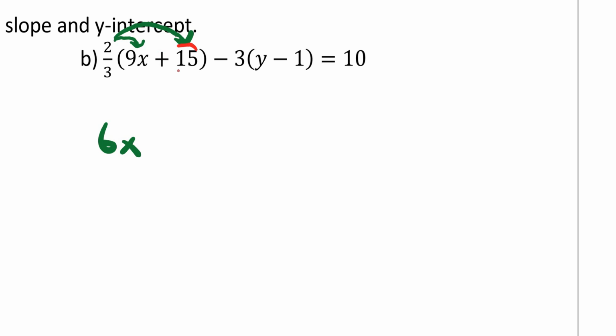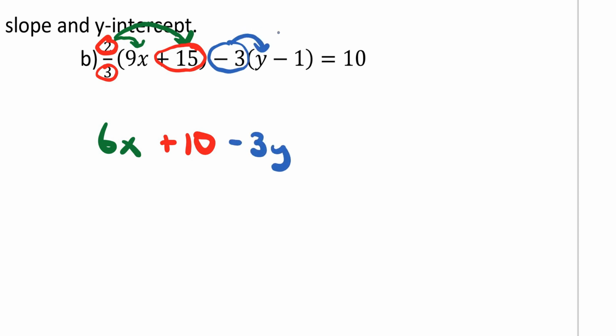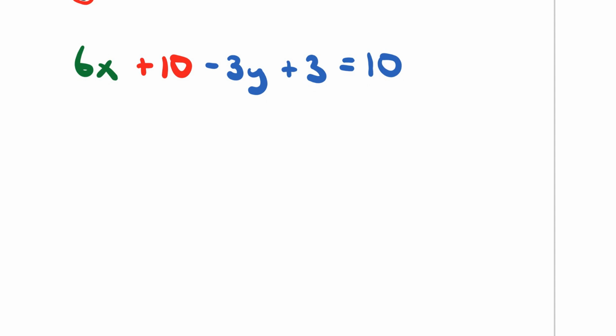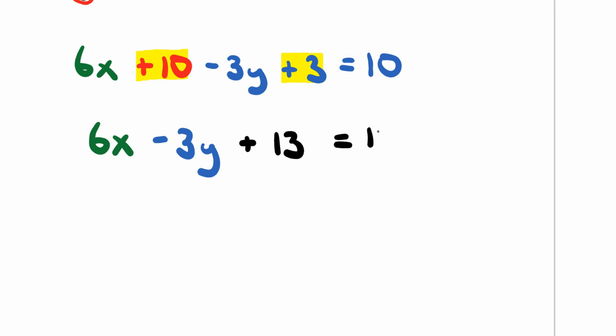Okay, so I take my 15 and I divide by 3. So 15 divided by 3 is going to be 5, and 5 times 2 is going to be 10, so plus 10. Okay, and then we just distribute this -3 into the bracket, so this will be -3y, and -3 times -1 will be +3, and that will equal 10. Okay, from there on, let's see if we can collect some like terms here. So I have my 6x. I have a -3y. 10 plus 3 is going to be 13, equals 10.